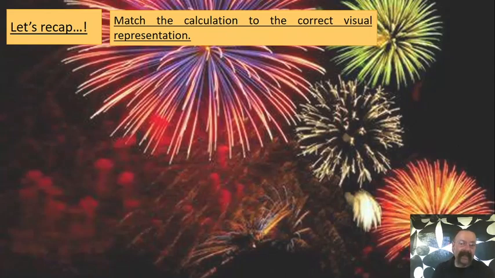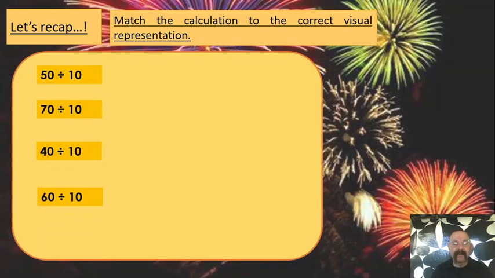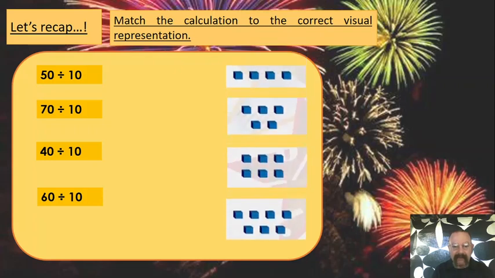We're going to do a bit of a recap. We're going to use a visual representation. So what I'd like you to do is have a look at the calculations that we've got. There are 4 calculations: 50 divided by 10, 70 divided by 10, 40 divided by 10 and 60 divided by 10. So think about what we did yesterday, and I want you to spend a little time just seeing if you can match them to the visuals on the other side. Okay, so you might want to write them down, try and order them. So have a little look. You might want to pause the video, so pause now.